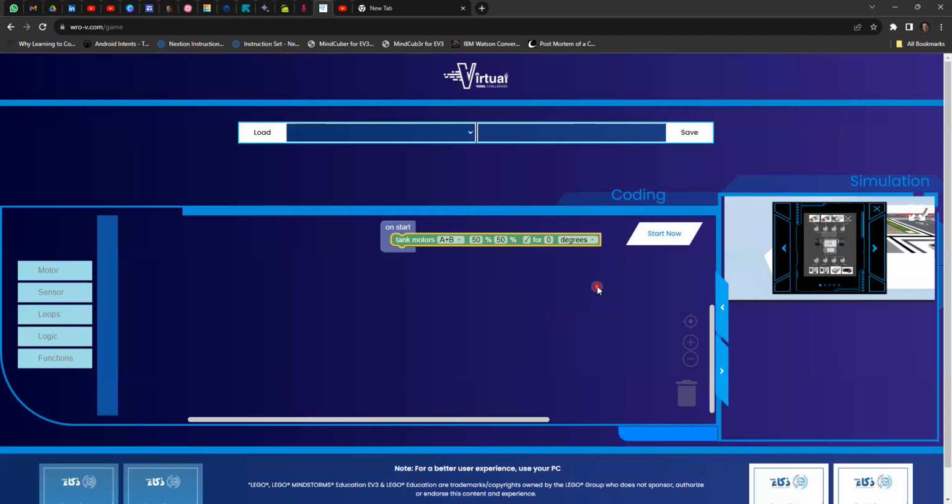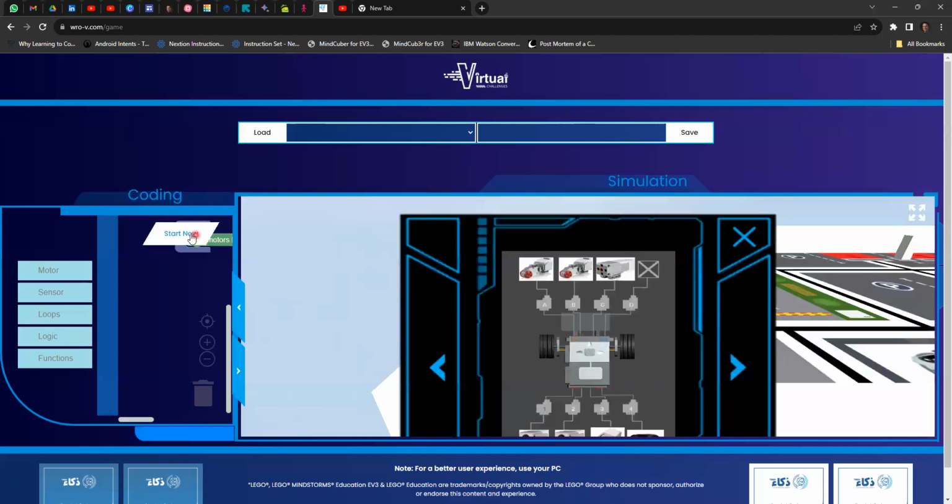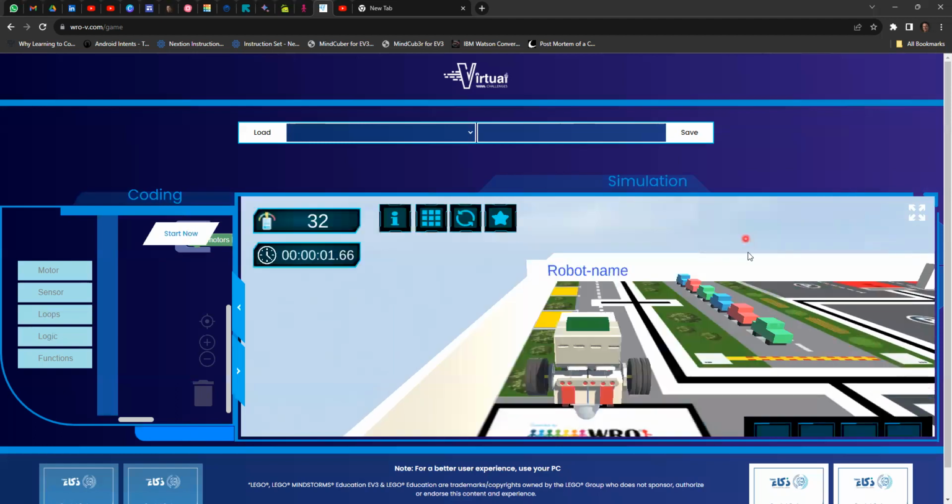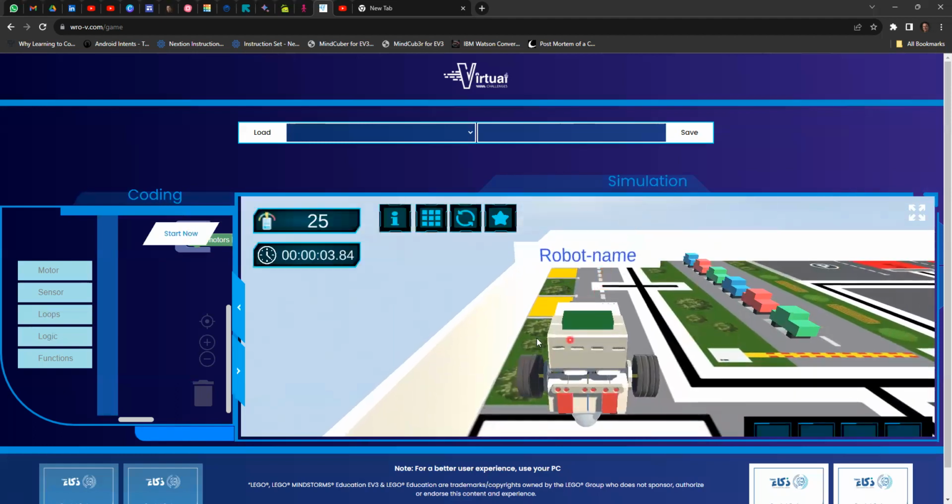So now, for example, I would like to move the motor 360 degrees. Okay, so I put my number here, 360. Tank motors A and B. Each motor is running on 50% of its power. So let's see the result of this one. If I click start now, let me close this screen. Okay, so this is what happens.